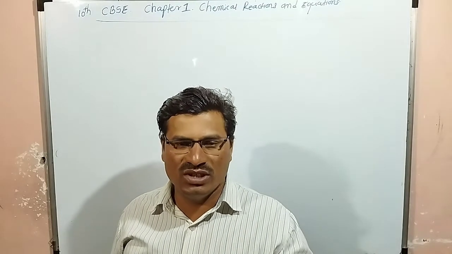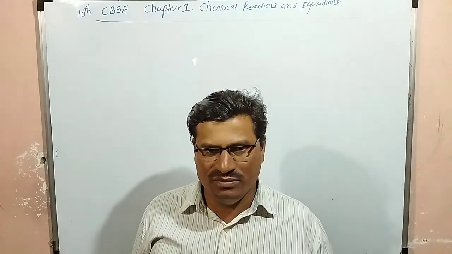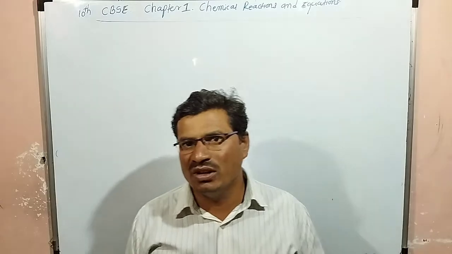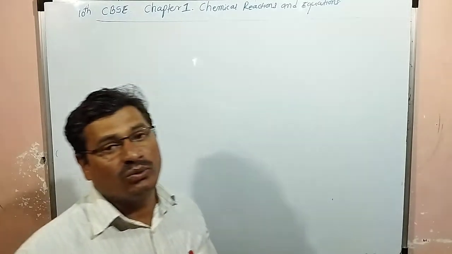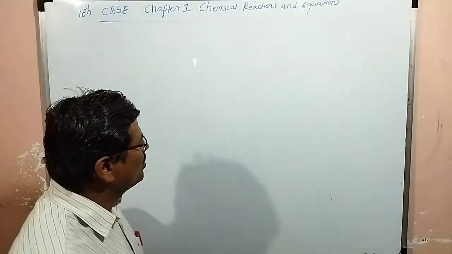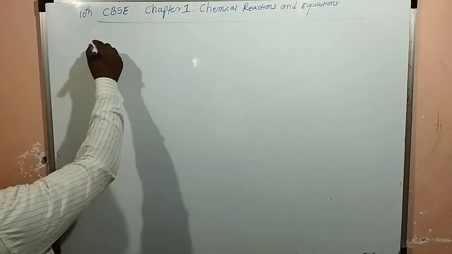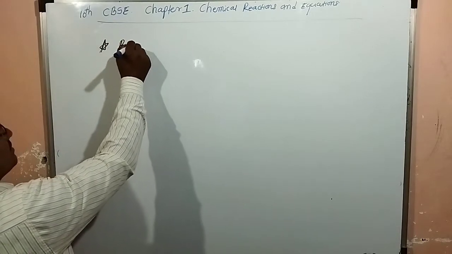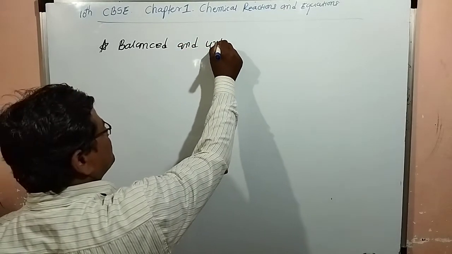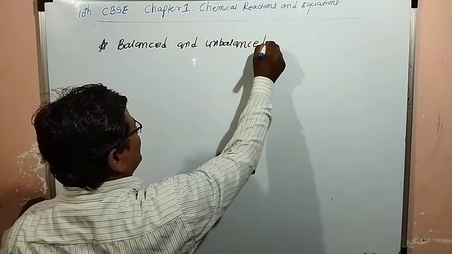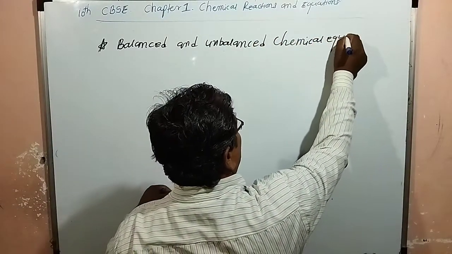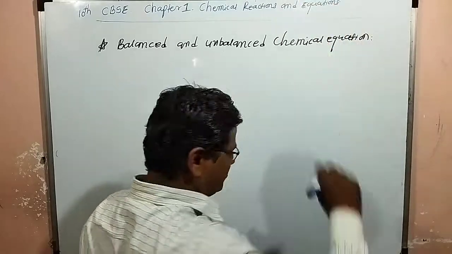After this we are going to study about chemical equations, and whether a chemical equation is balanced or unbalanced. We have to study whether that chemical equation is balanced or unbalanced. So we'll write that point, which we are going to study: balanced and unbalanced chemical equation.